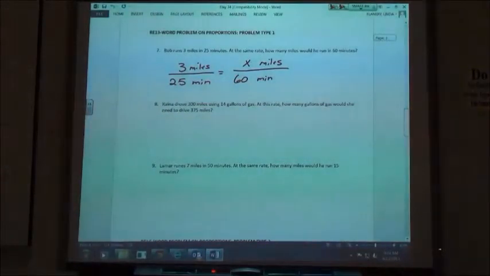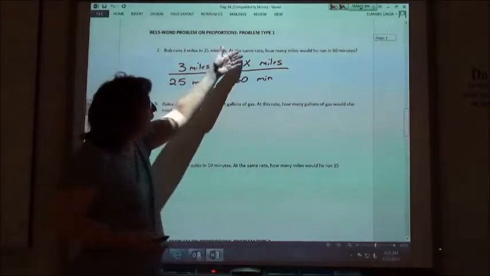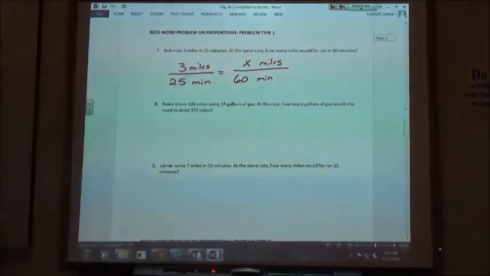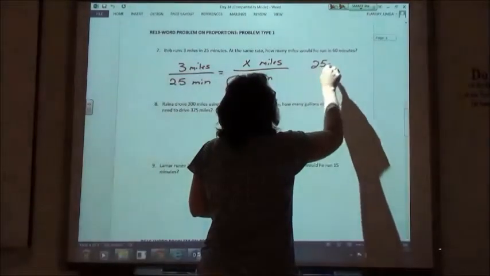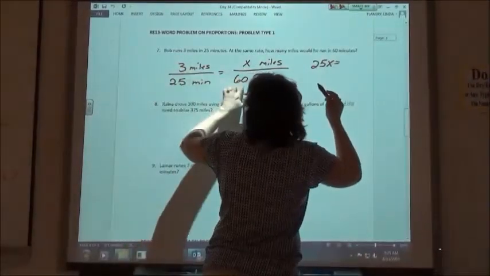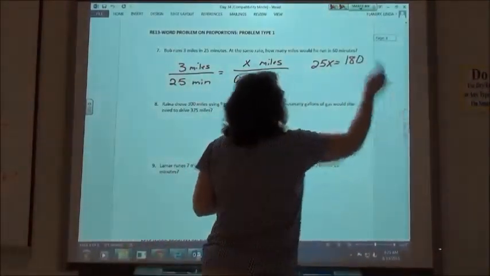Now I just put the labels there so you could see that I have the like things on the top. It'd be the same thing as 3 over 25 equals x over 60 without all the writing in there. So again, I'm just going to cross multiply to solve it. 25 times x would be 25x. 3 times 60 would be 180.